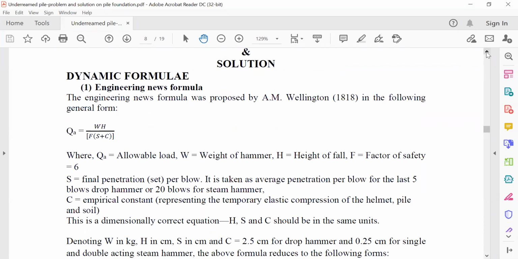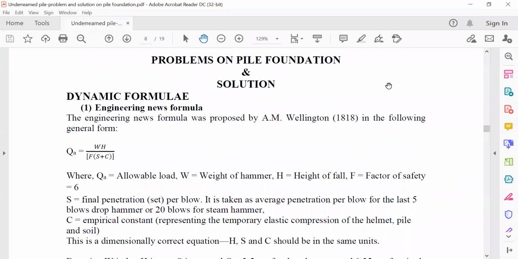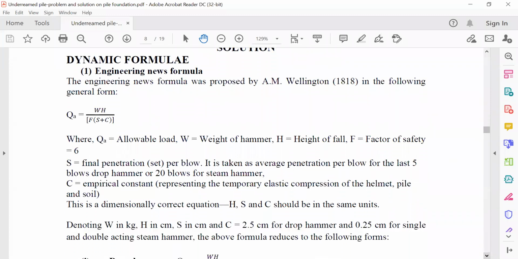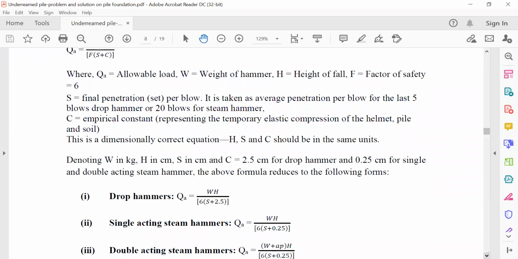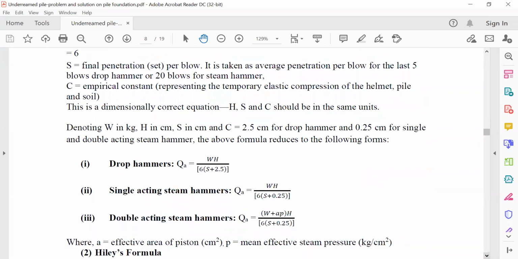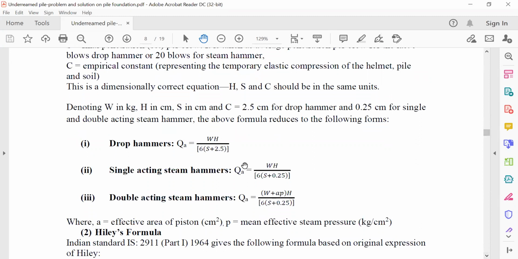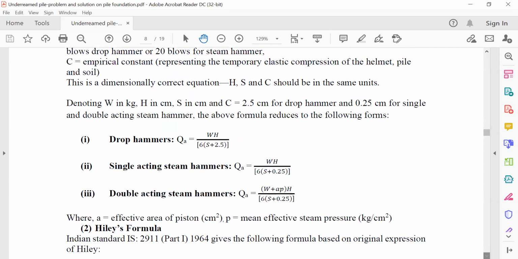Okay. So now we shall see the solution. For the solution, we have already studied the dynamic formula, engineering news formula. This is the formula which you have already discussed, and in this formula you can see the drop hammer formula is also there, and here it is written for drop hammer what will be the values of C, and for single or double acting steam hammer the value of C is 0.25. So likewise, if in your numerical drop hammer is written, or the single acting or the double acting steam hammer is written, accordingly we have to use the formula. This formula we have to use for solving the numericals.